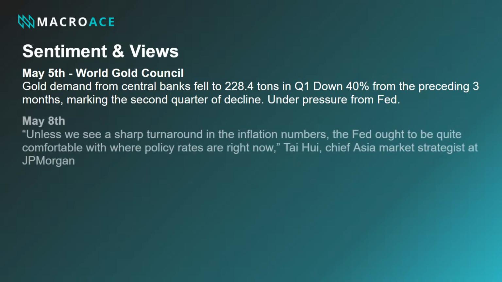picture. May 8th, so according to JP Morgan's Tai Hui, Chief Asia Market Strategist, said that unless we see a sharp turnaround in the inflation numbers, the Fed ought to be quite comfortable with where policy rates are right now. So if inflation continues to go down, or is, let's say, in line with expectation, and you don't see a figure that surprises to the upside, the Fed should be happy with that, and they will more than likely pause at the upcoming meeting in June.